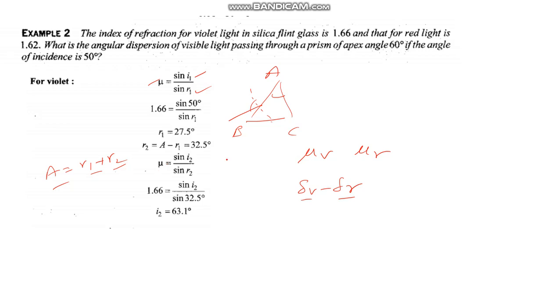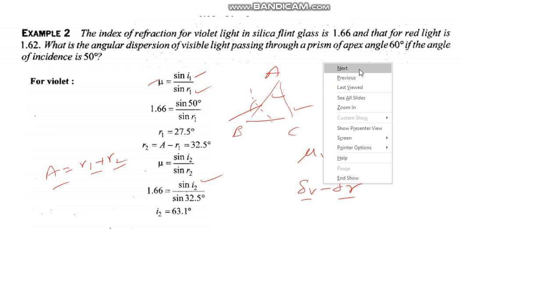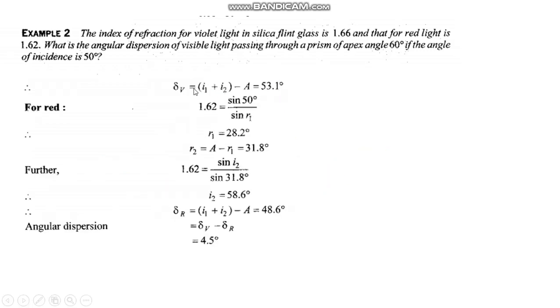Once r2 is known, you can apply Snell's law for the second surface. You can get the value of i2. Once you get the value of i2, you can find the value of delta v, which is i1 plus i2 minus A. The same procedure has to be done for the red portion also. Here you are getting i2 in the case of red as 58.6. So you have to find out delta r. I'm just telling you the procedure, you just do it.